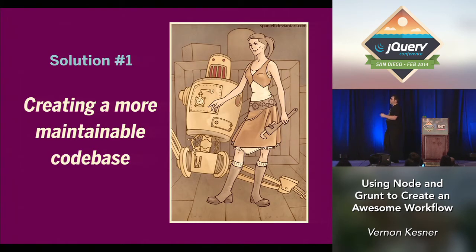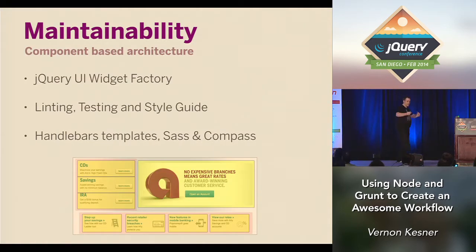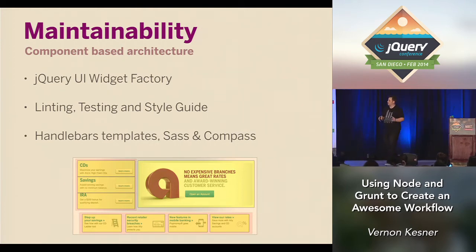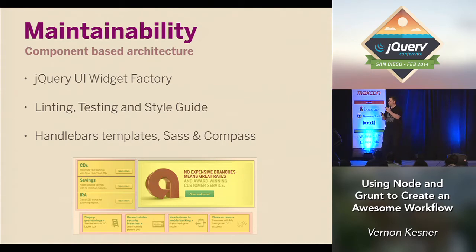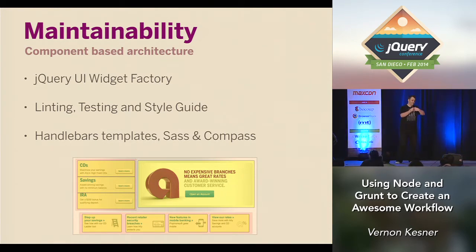All right, so solution number one, creating a more maintainable code base. So let's look at how we can create a maintainable code base. For us, we chose a component-based architecture. Say component, say modular, whatever word you want to use, but it was a way of separating pieces out. Rather than having everything tied together and multiple files that had multiple pieces, let's separate these guys out. And now we've got more files than you could shake a stick at, right?